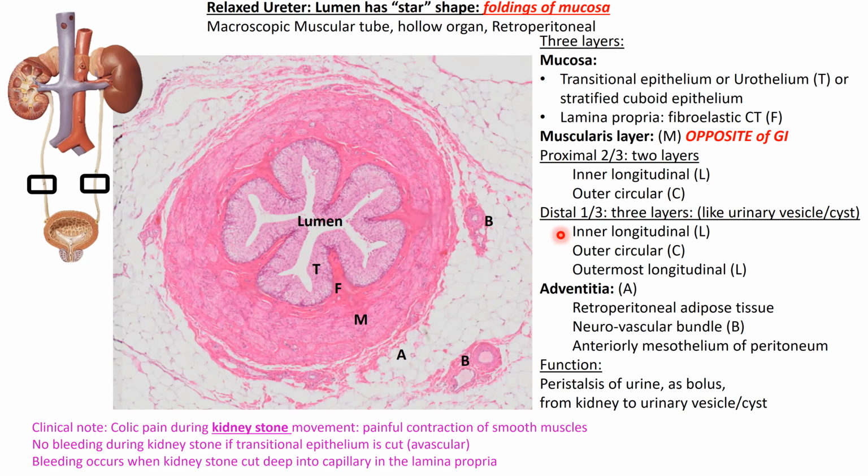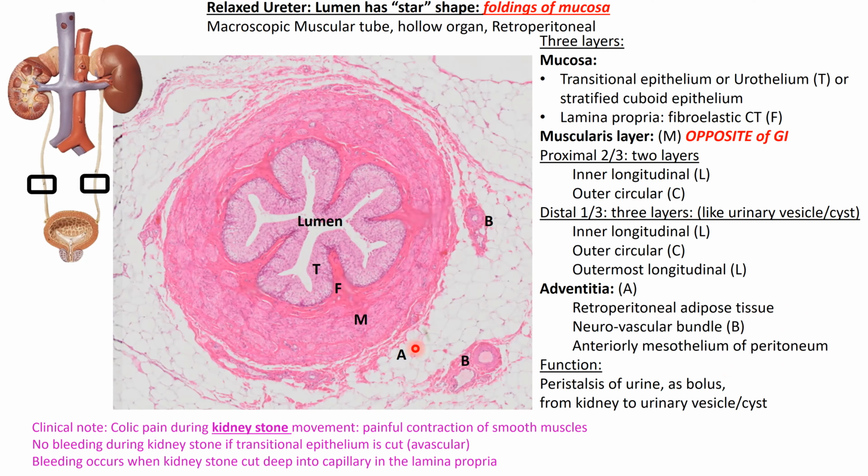When you are getting closer and closer to the urinary vesicle or cyst, it's going to start looking like the urinary vesicle or cyst. So a 3-layer will show up, with outermost longitudinal. So I recommend for you to remember LCL: inner longitudinal, outer circular, and the newer layer, outermost longitudinal. And since this tube is retroperitoneal, there is going to be some retroperitoneal adipose tissue. You can see neurovascular bundles.